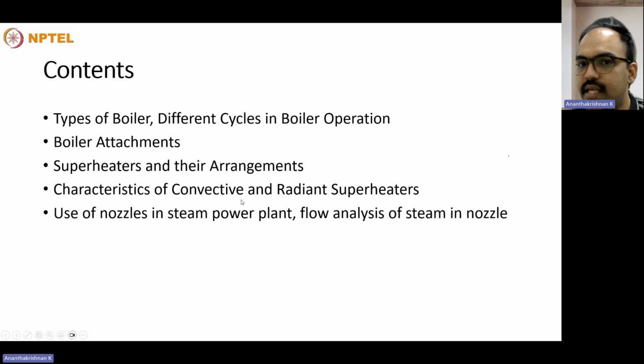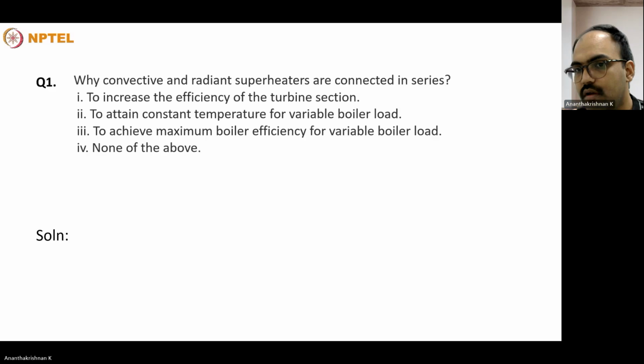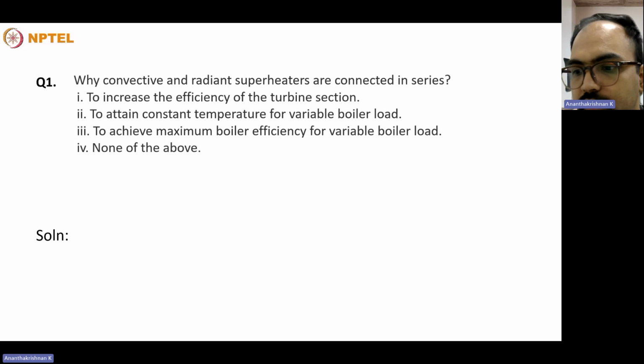In this week, we'll be seeing a few numerical type questions and multiple choice questions based on boiler, different cycles in boiler operations, boiler attachments, superheaters and their arrangements, characteristics of convective and radiative radiant superheaters, use of nozzles in steam power plant, flow analysis of steam in nozzle. So we can move into the question straight away. Look into this problem and try to solve. I'll also try to solve it in a minute.